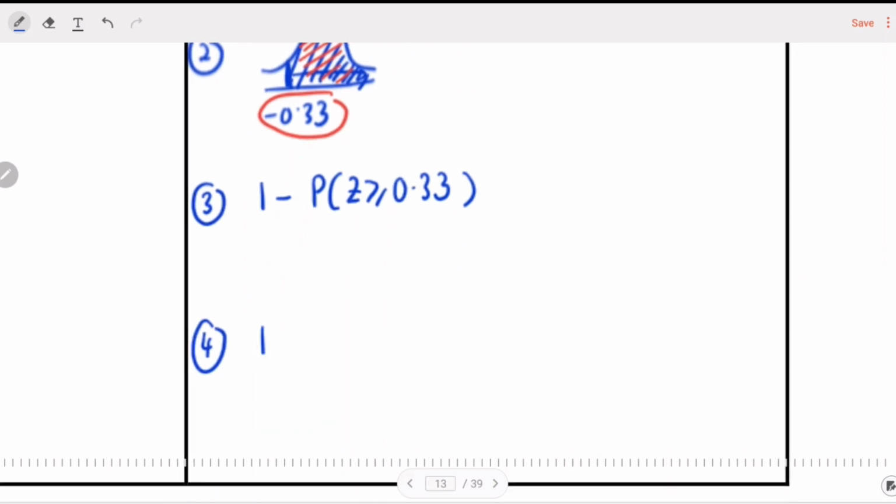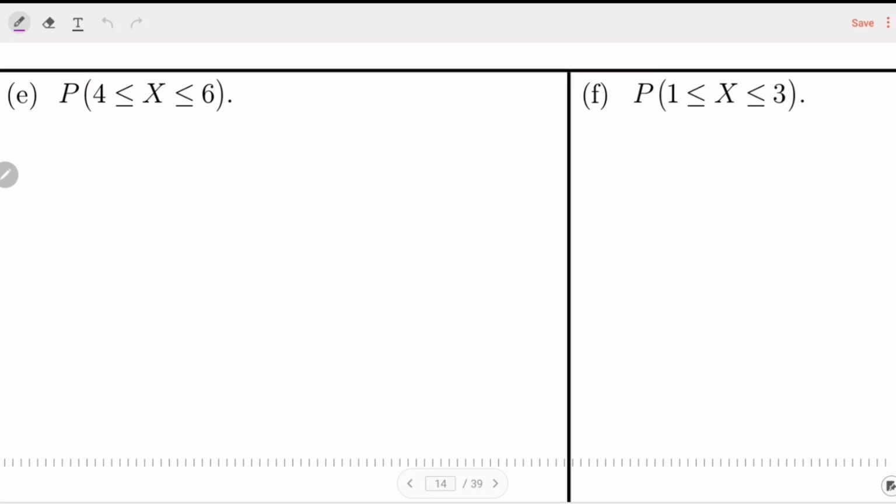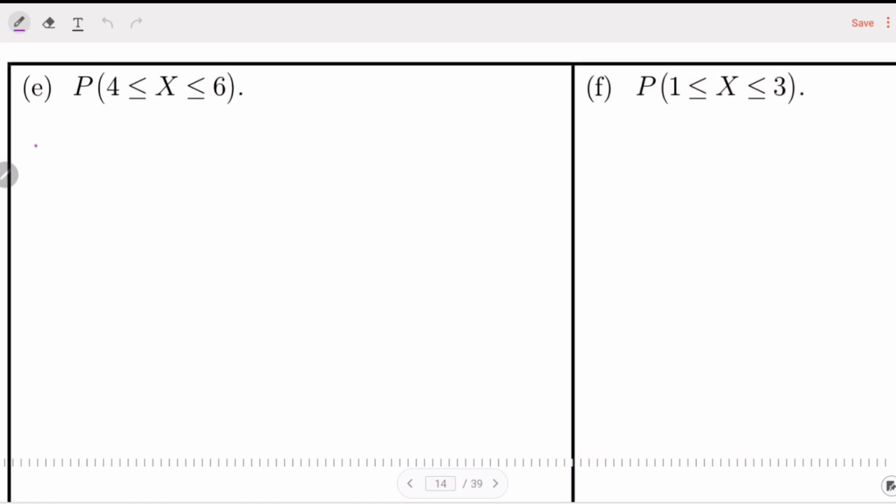And then take a look at the standard normal table for z greater than equal to 0.33, which will give us the value of 0.3707. So finally, we're going to get 0.6293.